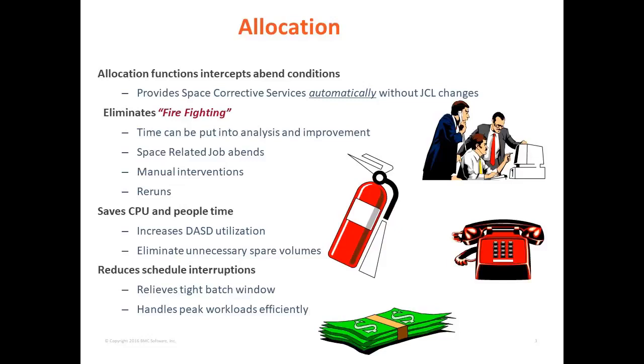MainView SRM Allocation provides automated actions to prevent out-of-space conditions for both SMS and non-SMS datasets. With the automated actions, allocation prevents reruns of jobs and manual interventions to resolve incorrect JCL coding of space values. The net result? DASD usage is allocated more efficiently, and tight batch windows are relieved along with the handling of peak workloads without interruptions.